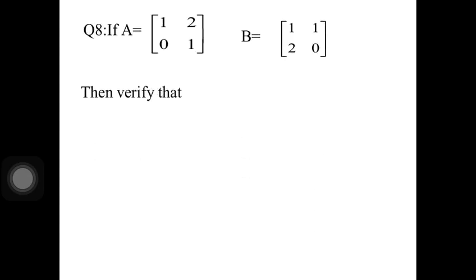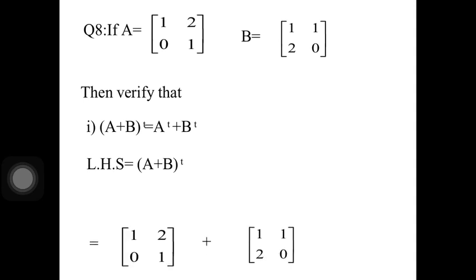Question number 8, A and B are given, then verify A plus B transpose is equal to A transpose plus B transpose. First of all, we solve the bracket value, find the value of A plus B. Add these matrices, it is equal to 1 plus 1, 2 plus 1, 0 plus 2, 1 plus 0. It is equal to 2 3 first row, 2 and 1 second row. Take its transpose. In transpose, 2 2 and 1 3 is the result.